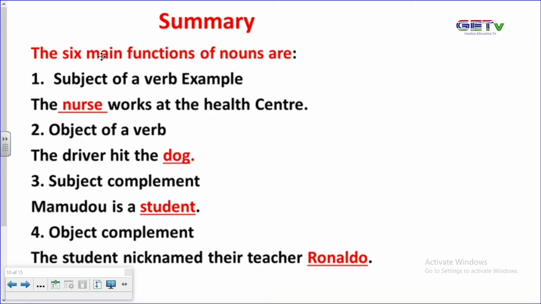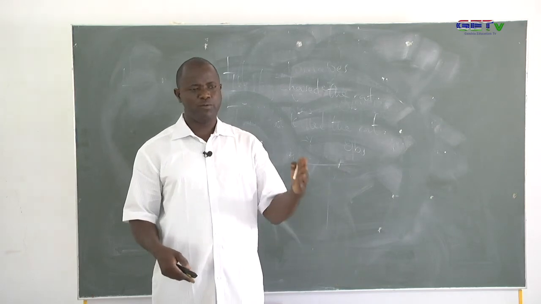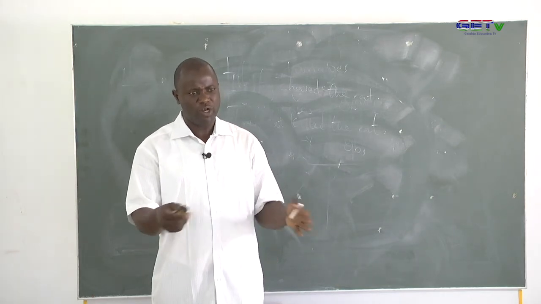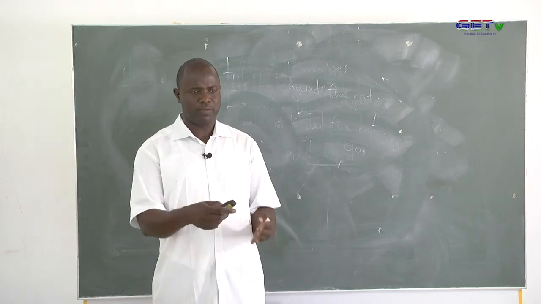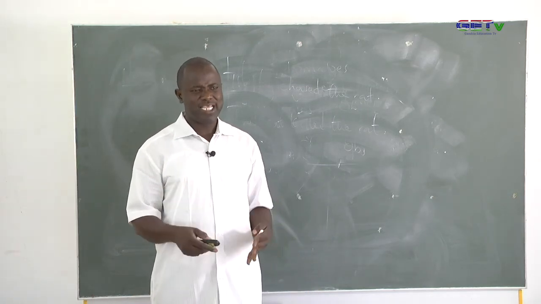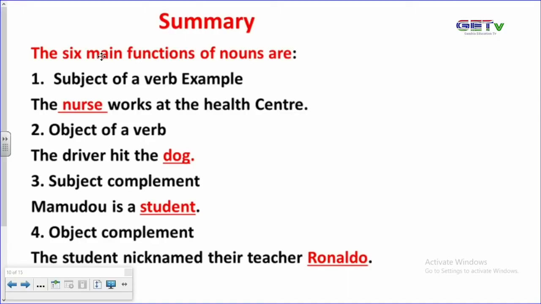The other thing we discussed was noun function as object of a verb. We said a noun will function as object of a verb when it receives the action of the verb done by the subject. Here we know that the subject does something. Not in all cases, but in many cases, the subject does something. So in this case, when we talk of the driver hit the dog, the subject here is the driver who did something. What did he do? He hit. What did the driver hit? The dog. So here the dog becomes the object of the verb because it receives the action. It suffers the action of the verb.